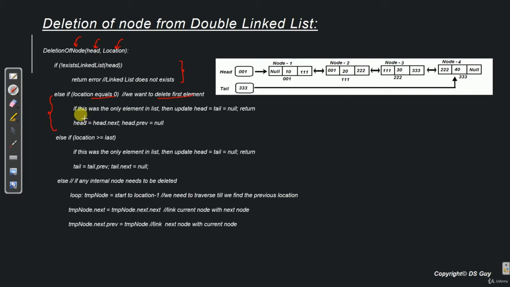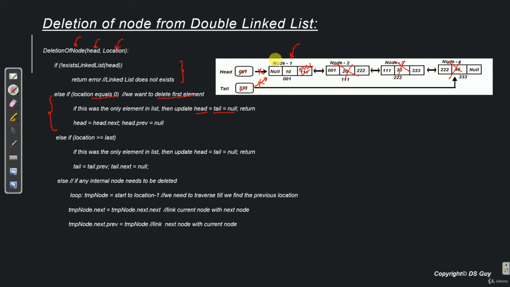So what we are doing here is first checking if this was the only element in the list. That is, let's say we want to delete node 1 and this is the only node in this list. Let's say nodes 2, 3 and 4 do not exist, and tail of course is pointing to node 1 and this is null. So in that case we update head is equal to tail is equal to null. We make head null so that this link gets destroyed. Similarly, we make tail also null so that this link gets destroyed.